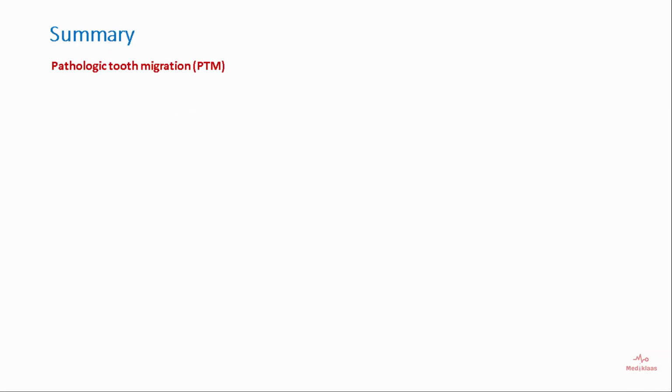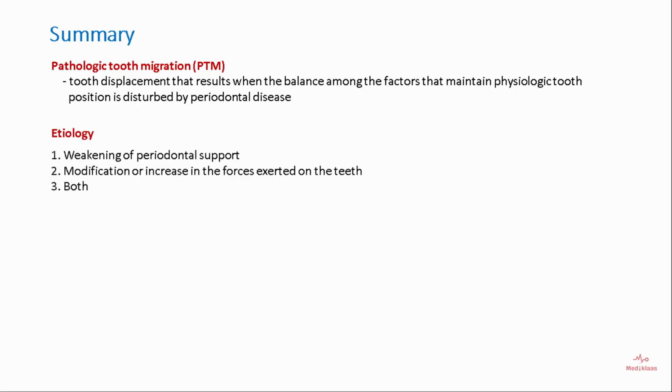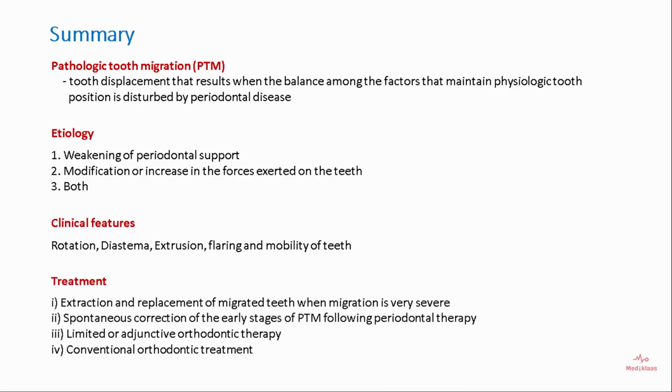So to summarize, pathologic tooth migration is tooth displacement that results when the balance among the factors that maintain the physiology of tooth position is disturbed by periodontal disease. The etiology involves weakening of periodontal support, modification or increase in the forces that are exerted on the teeth, or a combination of both. Clinical features involve rotation, diastema, extrusion, flaring and mobility of the teeth. Treatment involves extraction and replacement in severe cases, spontaneous correction in early stages with periodontal therapy, limited or adjunctive orthodontic therapy, and conventional orthodontic treatment.